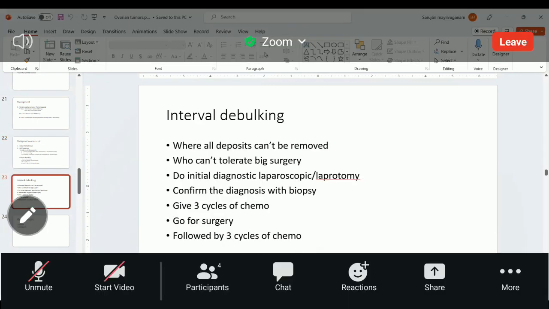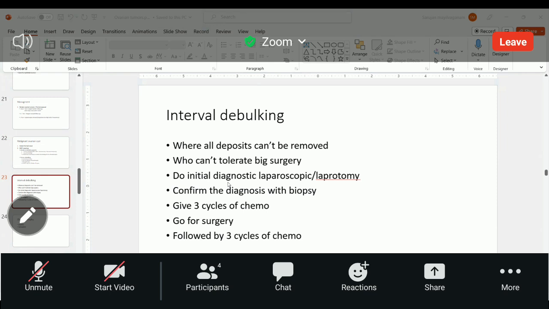Yes, sir. Okay. Then interval debulking. Interval debulking is surgery where we can't do the primary debulking in a patient. The patient may not be fit enough. Sometimes even if we do the primary debulking, we can't remove all the deposits. Then we can't go for the primary debulking, so we go for interval debulking.